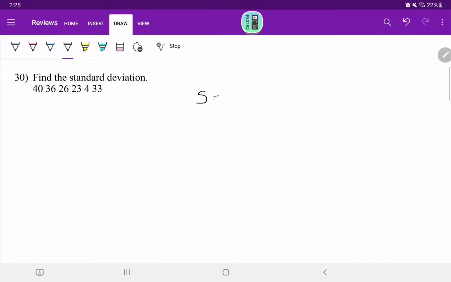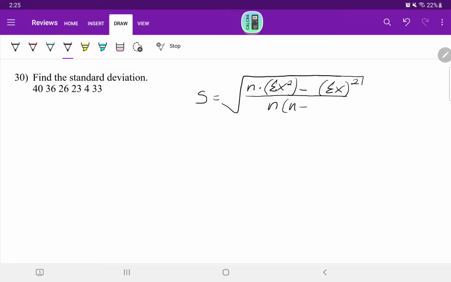S is equal to the square root of n times the sum of the squares of your data minus the sum of your data squared, that Σ is sigma, divided by your total sample size times the sample size minus 1. That's the formula that I'm using. And it's a little bit simpler to get through than the other ones.